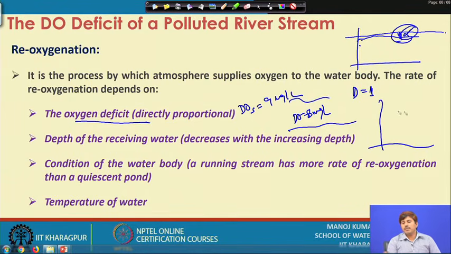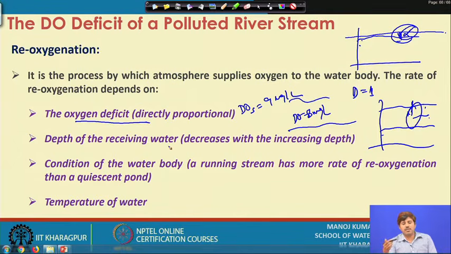However, if you have a river system where the saturation level means it could attain a high value and your existing level is very low, so you have a good enough deficit, then the rate of oxygen transfer will be relatively very high. So, it is actually directly proportional to the deficit, okay.